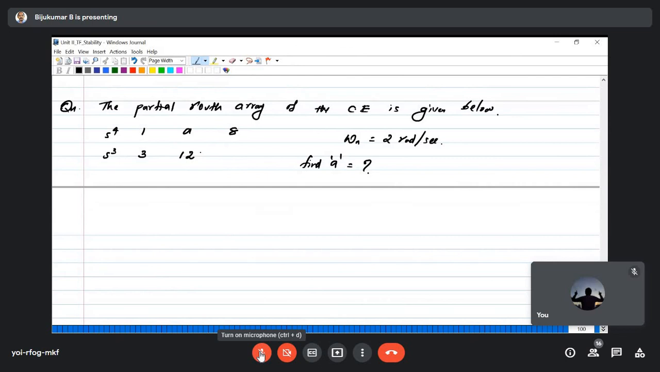So please do this and come tomorrow. Likewise, I will call one by one. I need the exact result for this, and if you are telling some value, you have to justify your answer. Clear? Any doubt in this question? The partial Routh array is given, the system is oscillating, and the frequency of oscillation is also given. You have to find the value of A. Do it and come.